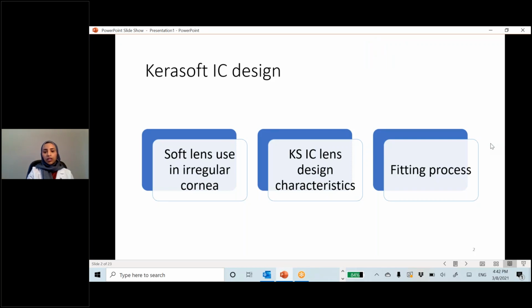So today's presentation, we are going to describe how soft contact lenses are used for irregular corneas. We are going to describe the features and the benefits of the Kerasoft IC design. We will go through an overview of the fitting process.